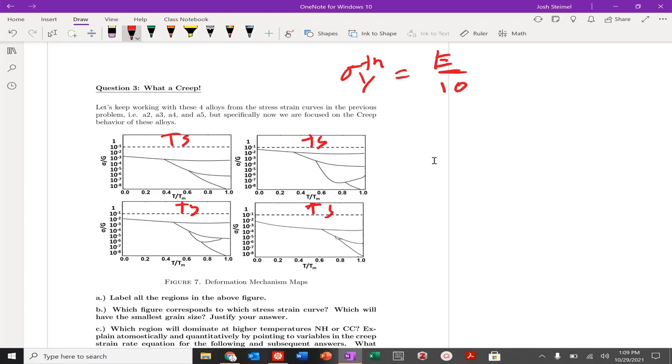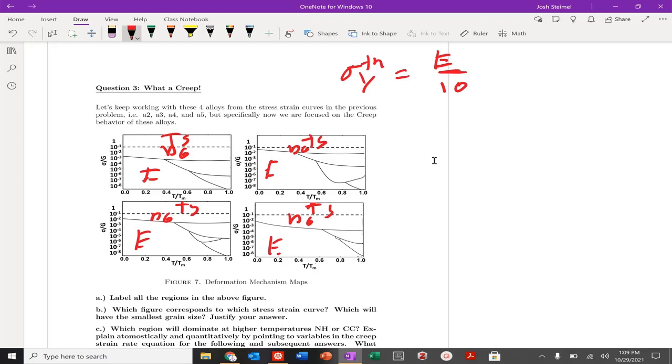The next one will be my dislocation glide. So again, very, very high stresses, and then basically for all temperatures. Elastic, low stresses, low temperatures. And then now we have to think about these things. So we know, when does Coble creep dominate?